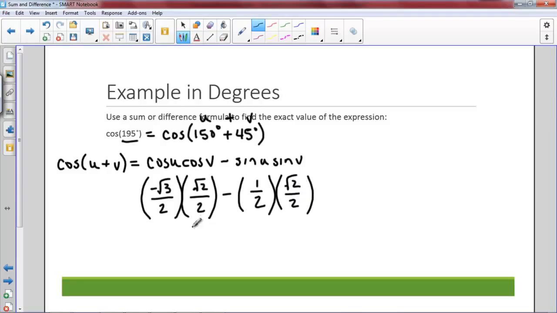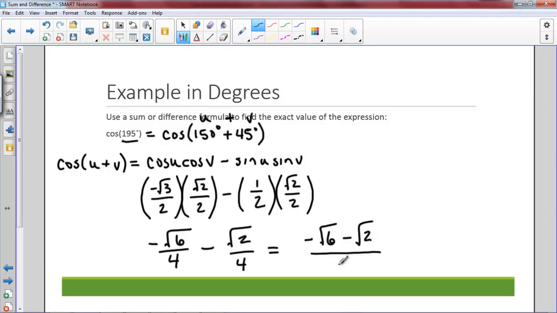So now I can simplify. I have negative root 3 times negative root 2, root 6 over 4, minus root 2 over 4. And I can simplify that. Since my denominators are the same, I can combine my numerator and I'll get negative root 6 minus 2 over 4.